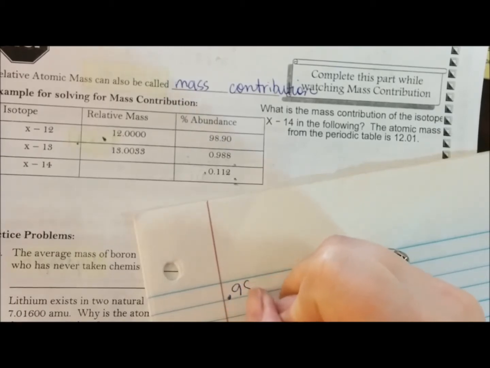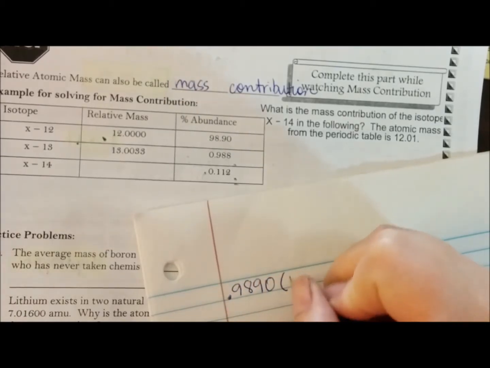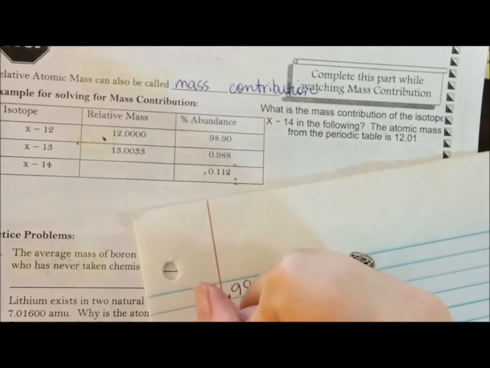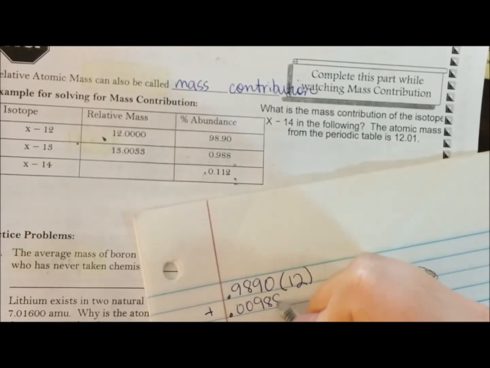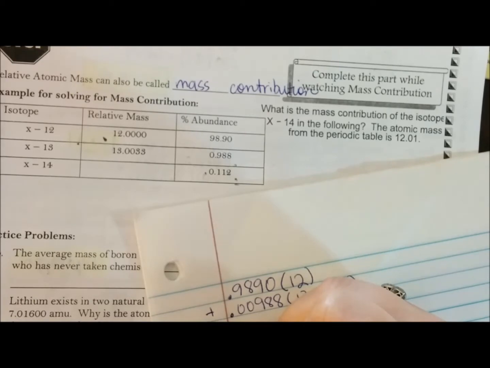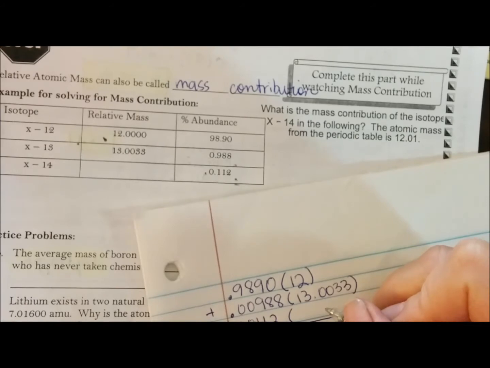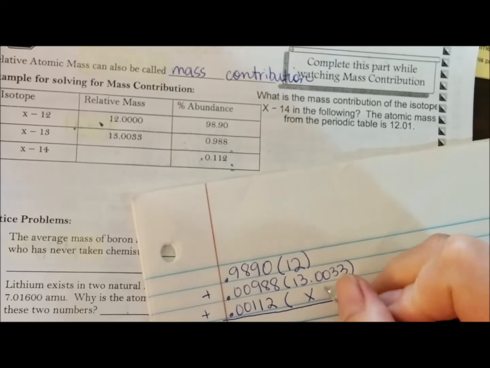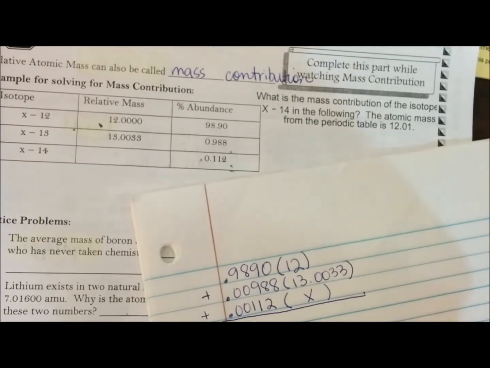So I'm going to do 0.9890. And I'm still going to multiply that by the relative mass. And I'm still going to add that to the other one. The difference is, when I get to that third one, notice that I have the percent, but I don't have the relative mass. I don't have how much mass it's contributing to the average. So I'm just going to call that X. That's what we're trying to find.